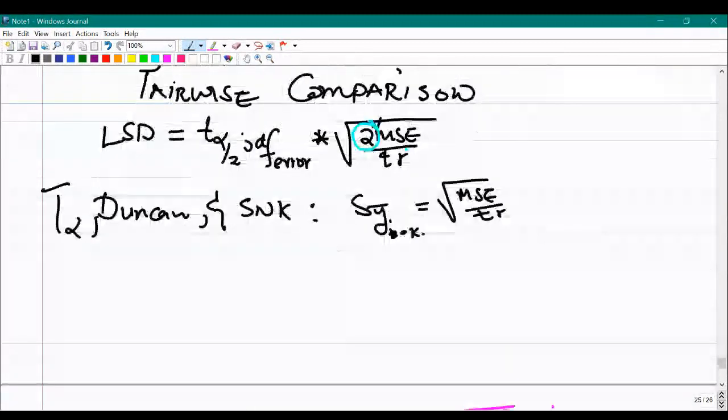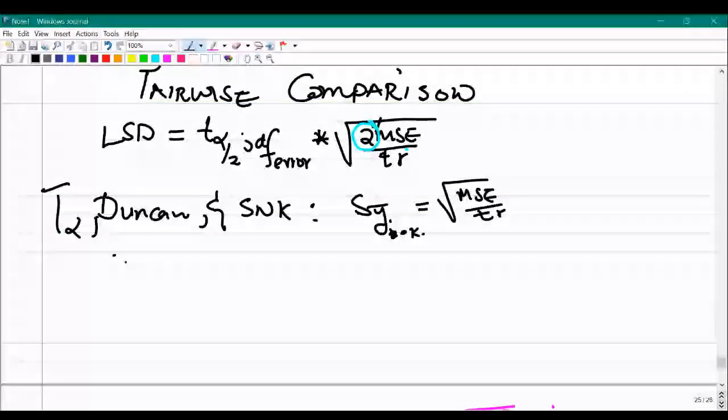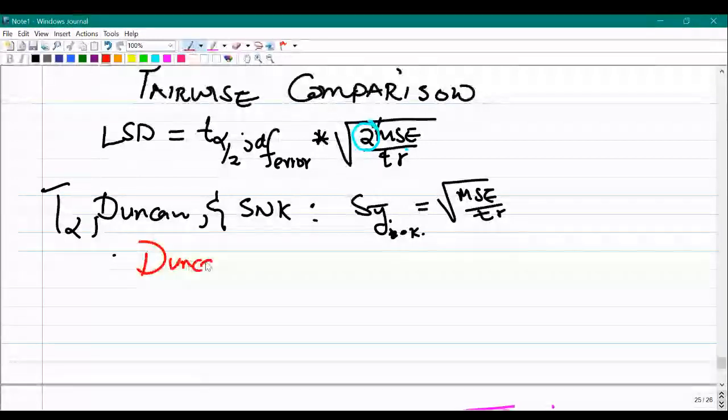Which one do you prefer from the four? SNK. Someone said Duncan, so let's use Duncan, because the procedure is the same.